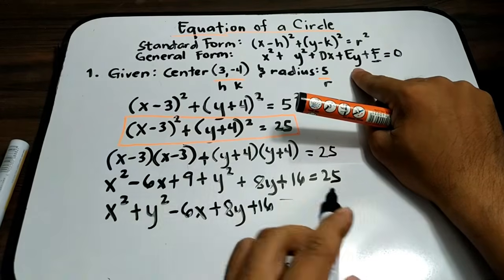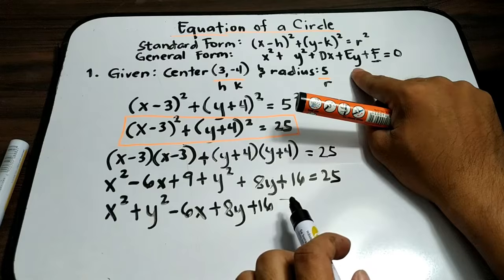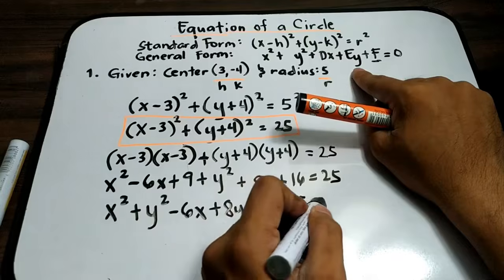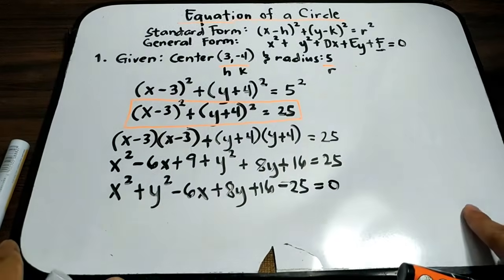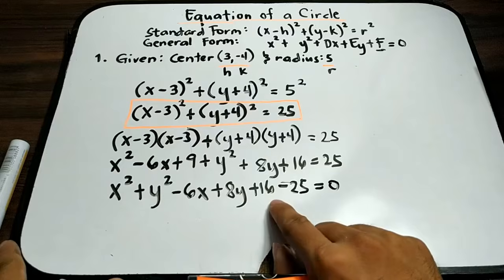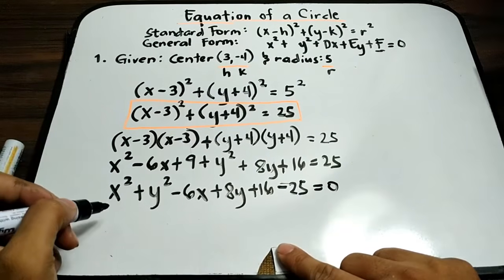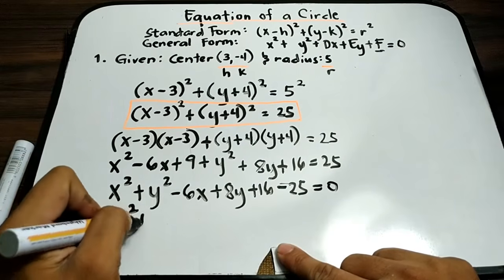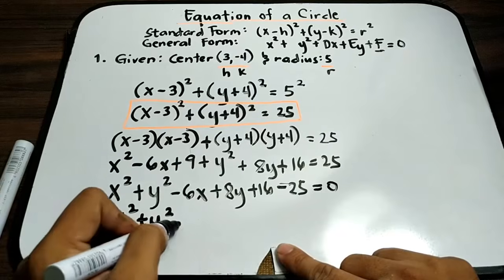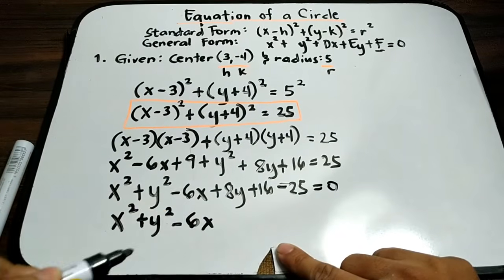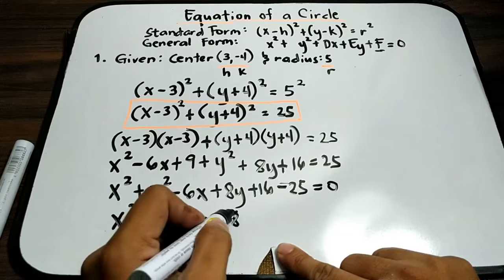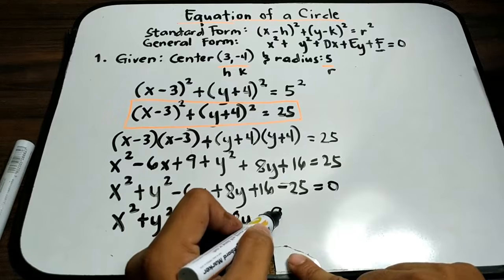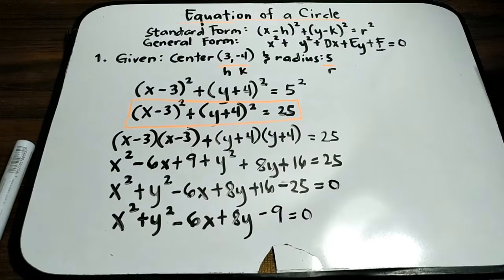Plus 16, and then we're going to transpose or transfer 25 to the other side of the equation. So this is negative 25 be equal to 0. Then after that, let's simplify this. We're going to simplify 16 minus 25. So the final answer, or the general form of the equation of the circle, is that we have x squared plus y squared minus 6x plus 8y minus 9 be equal to 0.